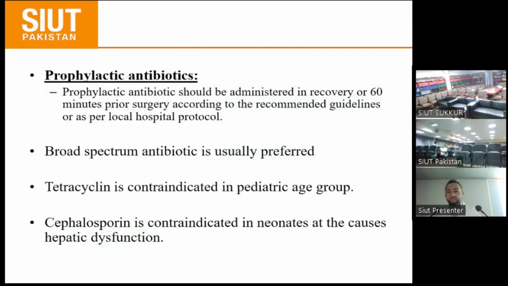Prophylactic antibiotics should be given at least 60 minutes before the procedure, according to the recommended guideline or local hospital protocol. Broad spectrum antibiotics should be prepared. Tetracycline is contraindicated in the pediatric age group. Cephalosporin is contraindicated in neonates because it causes hepatic dysfunction.